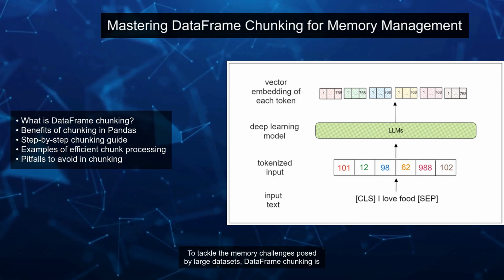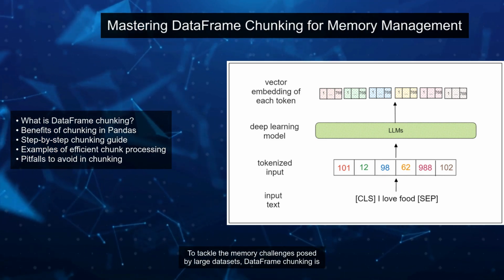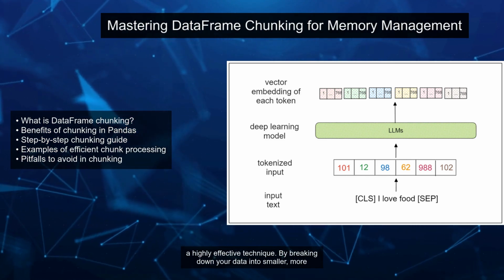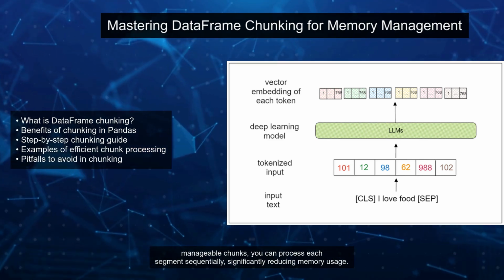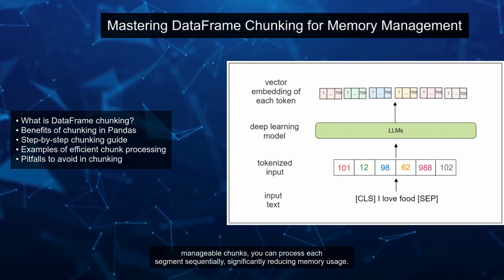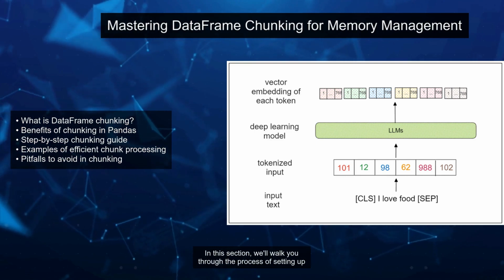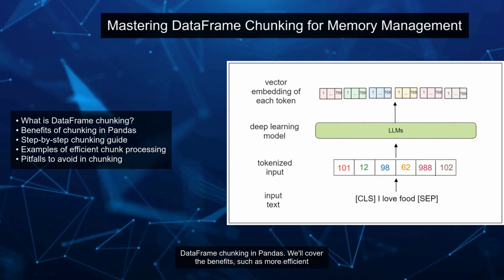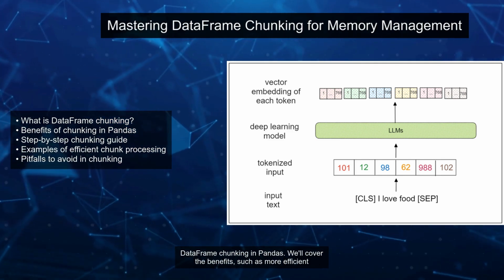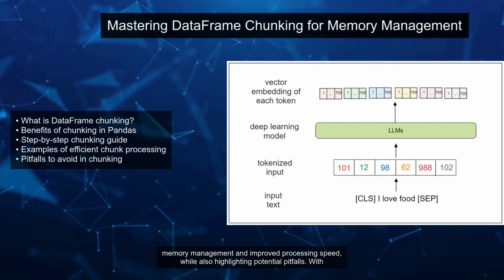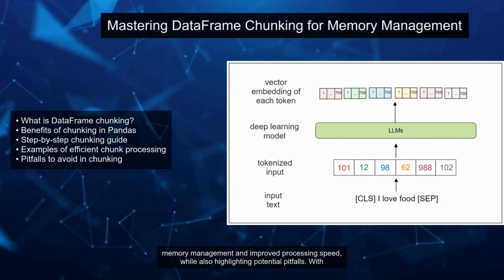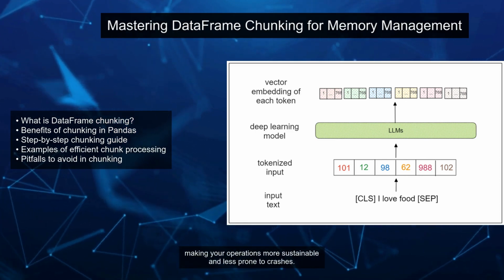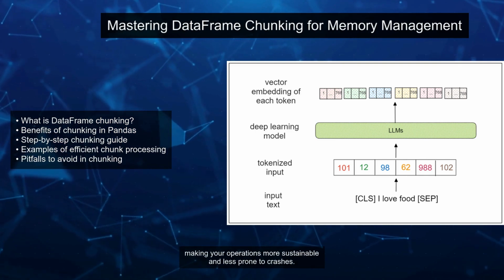To tackle the memory challenges posed by large datasets, DataFrame chunking is a highly effective technique. By breaking down your data into smaller, more manageable chunks, you can process each segment sequentially, significantly reducing memory usage. In this section, we'll walk you through the process of setting up DataFrame chunking in Pandas. We'll cover the benefits, such as more efficient memory management and improved processing speed, while also highlighting potential pitfalls. With practical examples, you'll learn how to incorporate chunking into your data workflow, making your operations more sustainable and less prone to crashes.